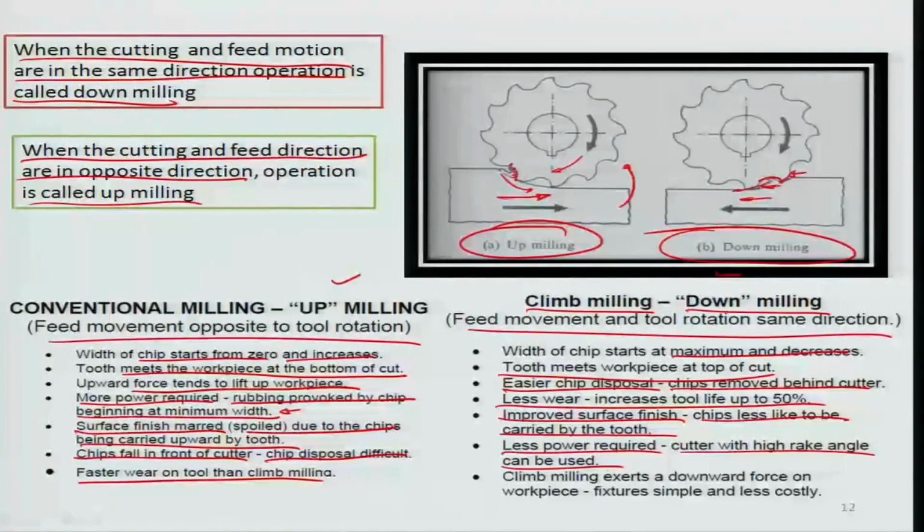Cutters with higher rake angles can be used, and climb milling exerts a downward force on the workpiece, which is again easy for a machining situation involving a lot of fixture design, etc.